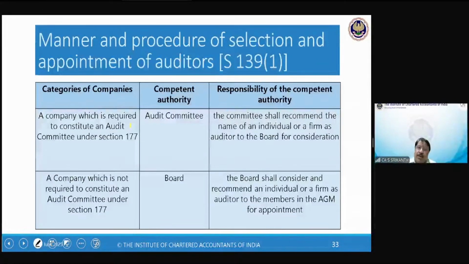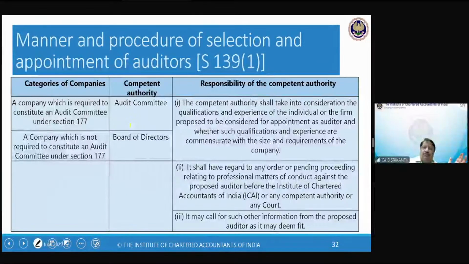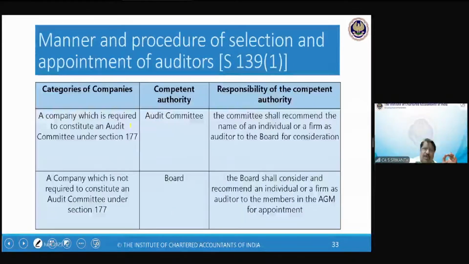See, once the audit committee refers to the board, the board will ultimately bring it to the AGM. But where there is an audit committee, it is the audit committee which will do complete scrutiny and arrive at the conclusion. Normally, the audit committee's recommendation will be accepted by the board, except in rare cases. Most of the time, once they give the green signal, that's it. Where there is no audit committee, the board itself can take the call.